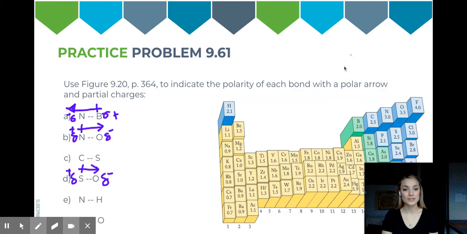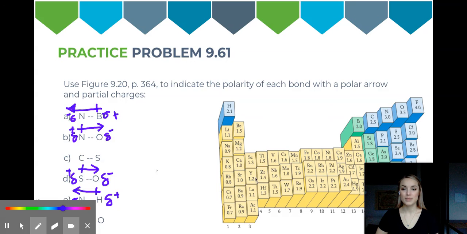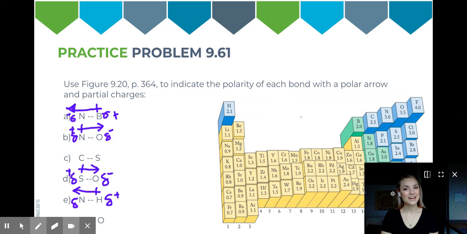So hopefully you went right to the table and saw that nitrogen has an electronegativity of 3.0, while hydrogen has 2.1. So that means that nitrogen is the more electronegative atom, and we are going to have the arrow pointing towards nitrogen, like so, with a partial positive by our hydrogen, and a partial negative by our nitrogen. And there you have it.